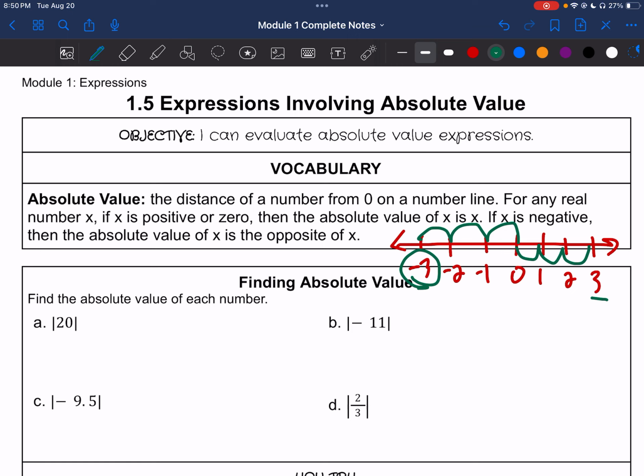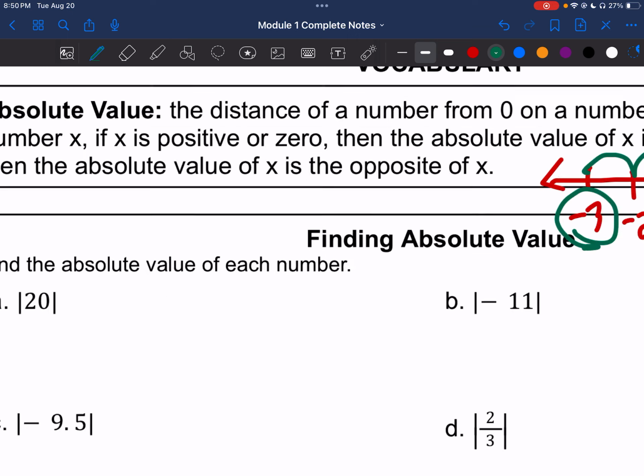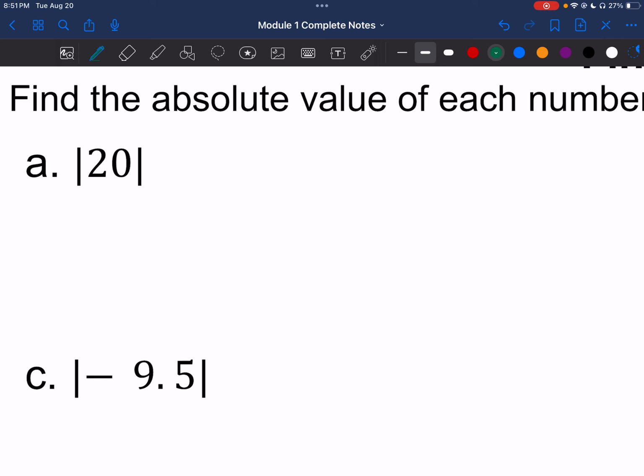Now, we're going to get to our examples. Finding the absolute value of a number. When we look at letter A, we have the absolute value of 20. So this is the distance that 20 is on the number line away from 0, and it is just simply 20. It is 20 steps away from 0 on the number line.